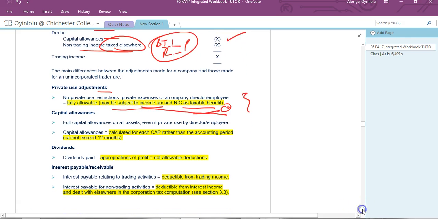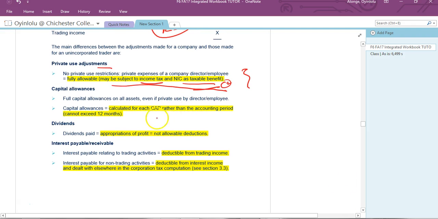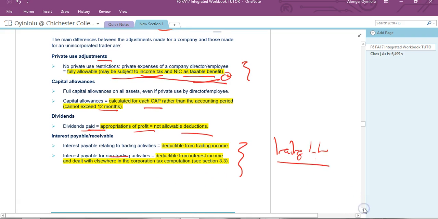Right. So then, of course, capital allowances, again, like we said, on each chargeable accounting period, can't exceed 12 months. Dividends are what they are. In terms of dividends paid, these are distributions of profit, so we don't allow those as deductions. And we just need to be careful. We'll see in a second how we're dealing with interest. Only trading interest can be deducted from trading income. Otherwise, all the rest has to be dealt with as non-trading activities.